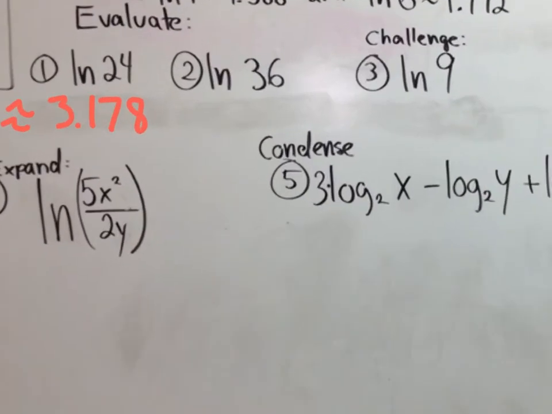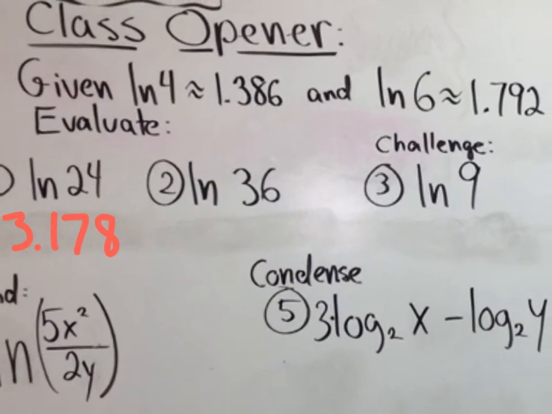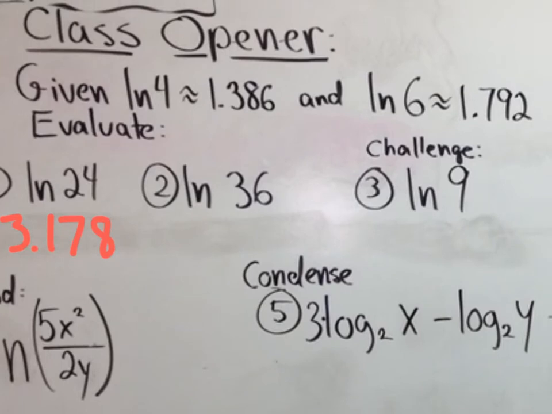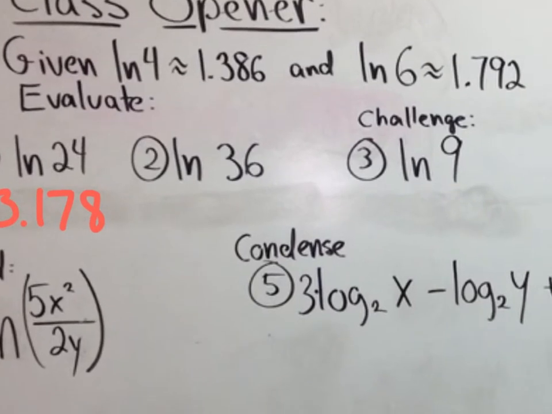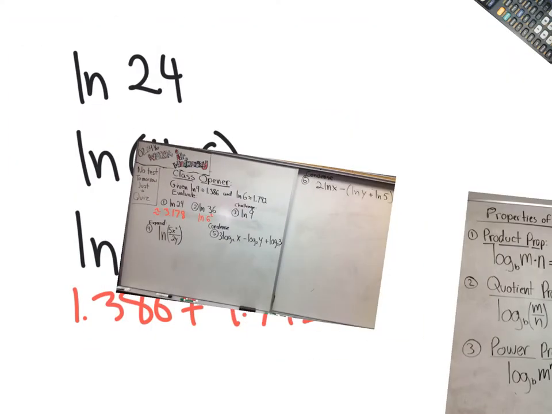So let's go back to this. Number 2, we want to rewrite 36 as either a 4 or a 6. How are we going to rewrite it? You could change it to ln of 6 squared. Or you could also change it to ln of 6 times 6 if you wanted to. But I'm going to go ln 6 squared. Why? Because I'm going to use the power property.